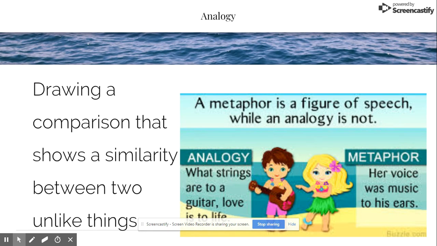Our second term we're going to talk about this evening is an analogy. An analogy is a comparison that shows a similarity between two unlike things, but it is not like a metaphor, which is a figure of speech. An analogy would be something like, what strings are to a guitar, love is to life. Whereas a metaphor might be something like, her voice was music to his ears.